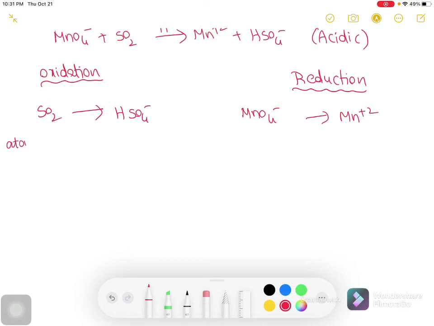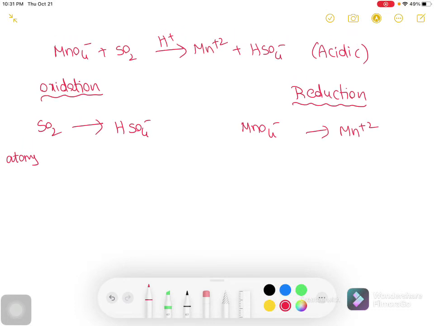First of all we have to balance atoms. Atoms means other than oxygen and hydrogen. Here other than oxygen and hydrogen is sulfur. If you observe this equation, on the left side one sulfur is there and on the right side also one sulfur. Same number, no change in sulfur number, so you can write the same equation as it is. And even for this reduction reaction, left side one manganese and right side also one manganese, so you can take the same equation, MnO4 minus gives rise to Mn plus 2. This is the first step, atom balancing is done.